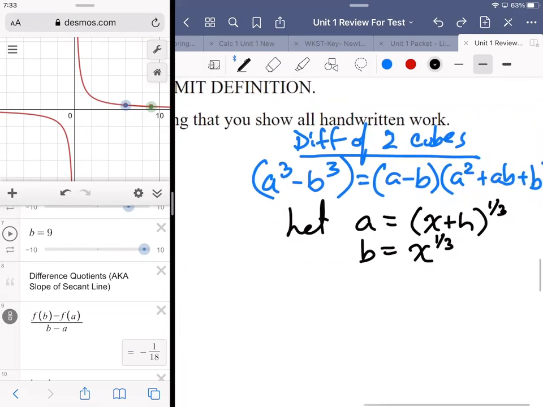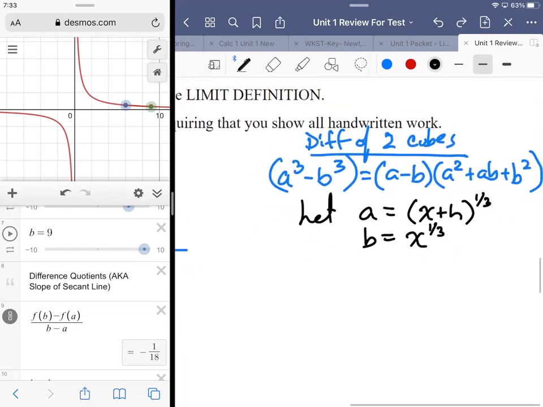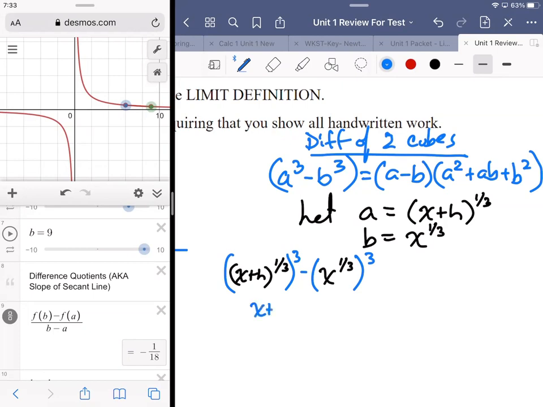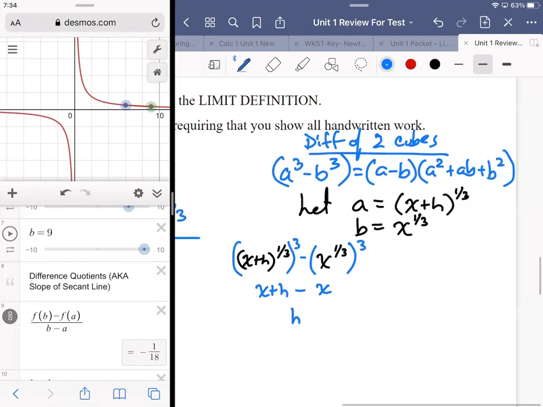So plugging it in, we'd have x plus h to the 1/3. But then since this is cubed, we'd say cubed, minus x to the 1/3 cubed, which simplifies, and we kind of did, I don't want to say glossed over it, but we did it a little bit quicker last time. This becomes x plus h minus x, which simplifies down to h. Right, so that's the left-hand side.